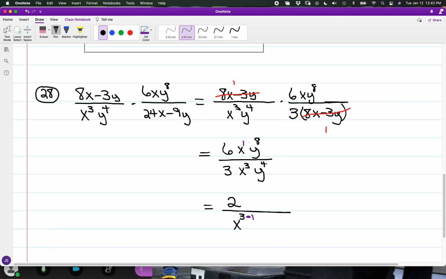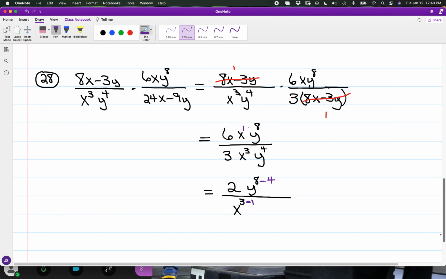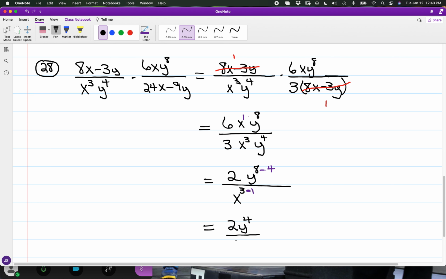Now for y to the 8th over y to the 4th, the higher power rests in the numerator, so we take 4 away from it. For the end result, we have 2 times y to the 4th, all over x squared, and that'll be the final result in this one. So you have 2 times y to the 4th all over x squared.